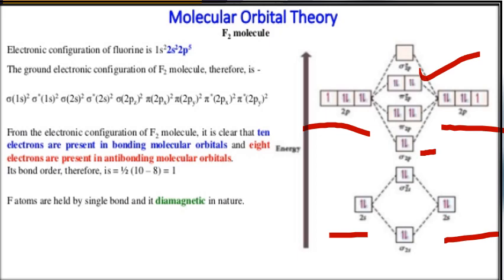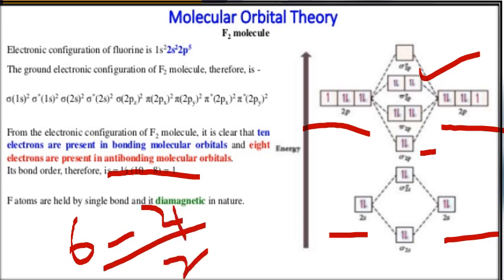One thing more, write down its bond order. The bond order will come out as 6 minus 4 upon 2, equal to how much? 2. Only 1, not 2, it will be 1, right? So only one bond can be formed between two fluorine atoms.